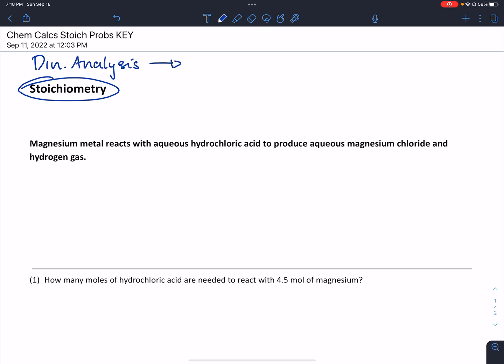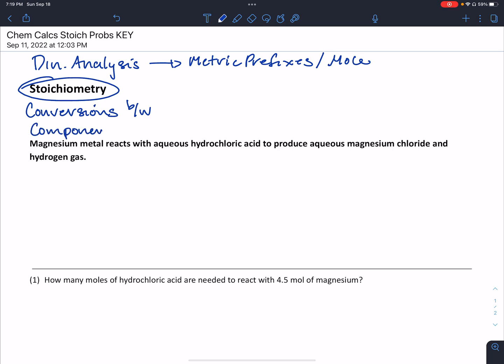All right. Previously, we've looked at conversion between the metric prefixes and mole conversions, moles to grams, moles to particles, grams to particles. Stoichiometry is also of this type. We'll be using units and making cancellations. But we're going to be looking at conversions this time between components of a reaction, so between reactants to products, reactants to reactants, or products to products.